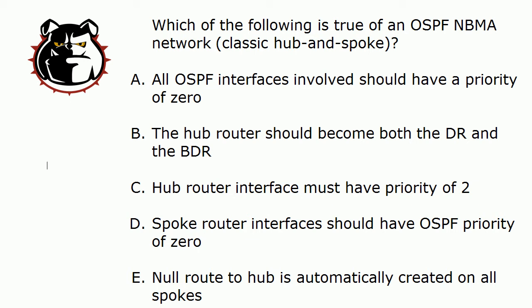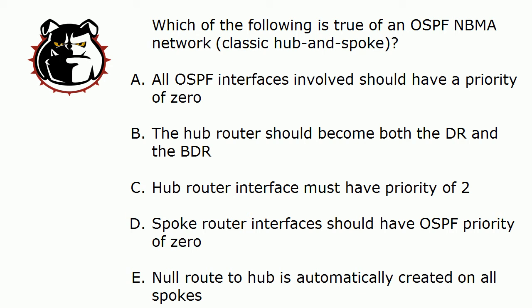A, all OSPF interfaces involved should have a priority of 0. B, the hub router should become both the DR and the BDR. C, hub router interface must have a priority of 2. D, spoke router interfaces should have OSPF priority of 0. E, null route to hub is automatically created on all spokes.